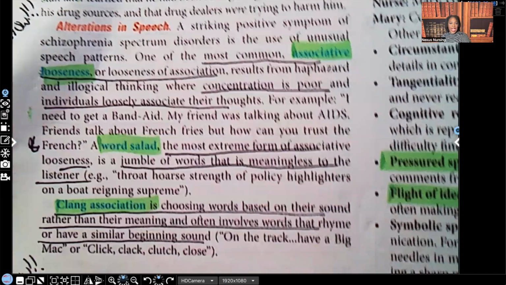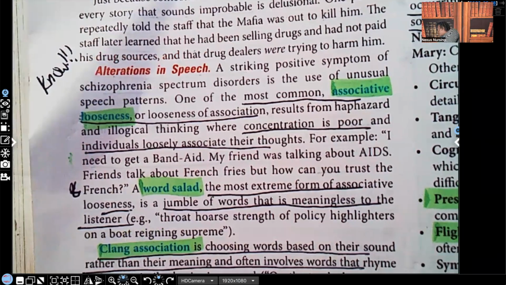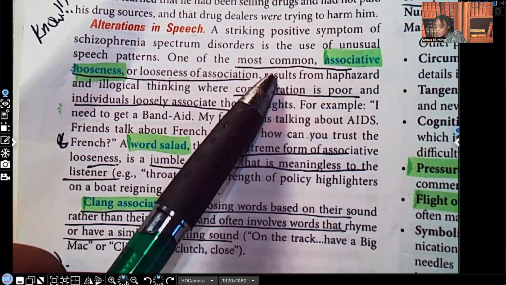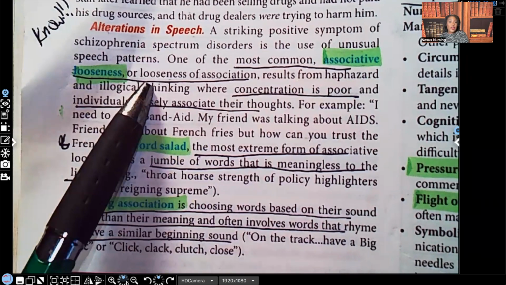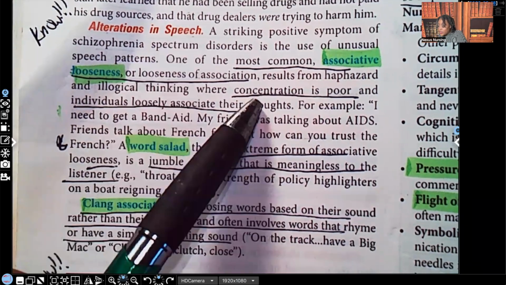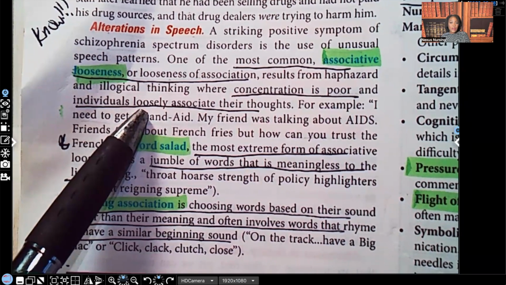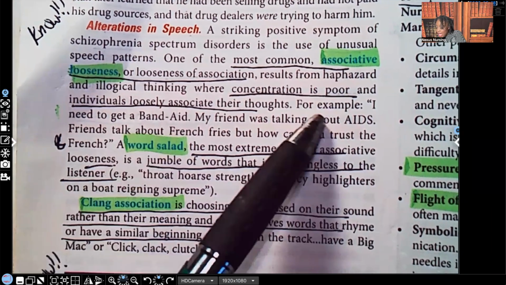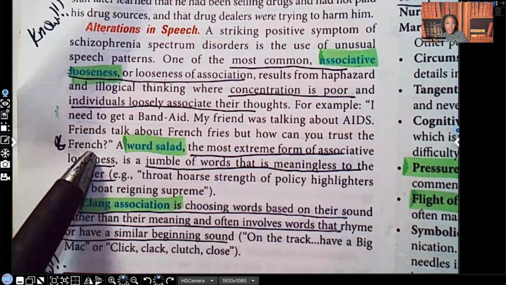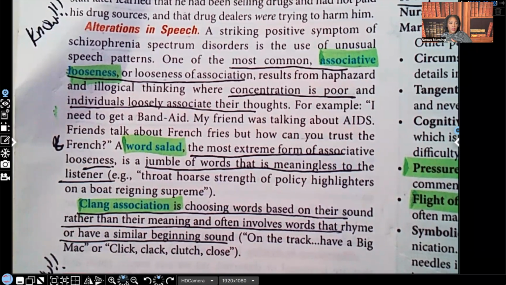All right, let's talk about alterations in speech. And you know it's important because I said no with 3 exclamation marks. Okay, one of the most common is associative looseness, or looseness of association, which results from illogical thinking. Look at this, guys. Concentration is poor and individuals loosely associate their thoughts together. It still makes no sense. For example, I need to get a Band-Aid. My friend was talking about AIDS. Friend talk about French fries, but how can you trust the French? It makes no sense. Those words are loosely associated, okay?